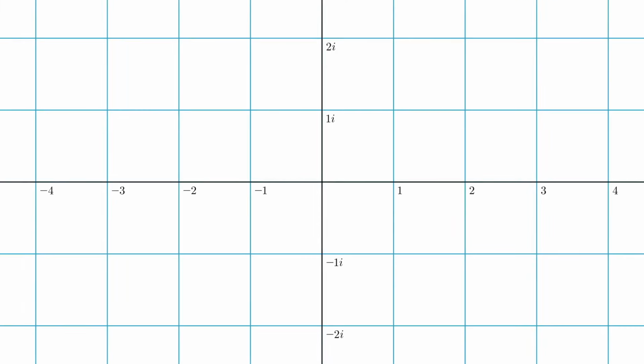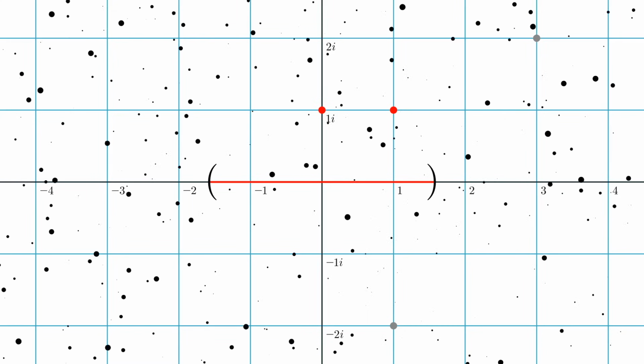Summarizing what we know so far, the Maclaurin series for tangent converges in the complex plane on this red line. We also know that it converges at 1 plus i, which I'll indicate by turning this point red. Then, we saw that it diverges at the point 3 plus 2i, which I'll indicate by turning this point gray. Let's try a few more. At i, the series converges. At 1 minus 2i, it diverges. Let's try a bunch more examples.